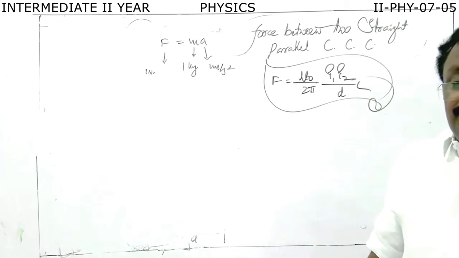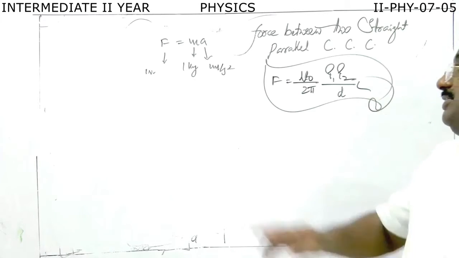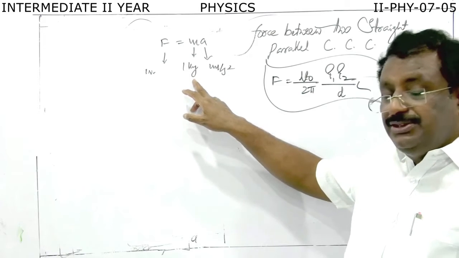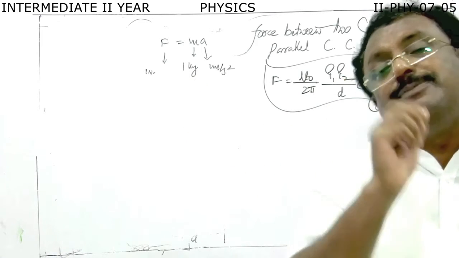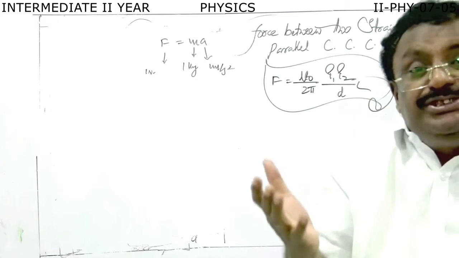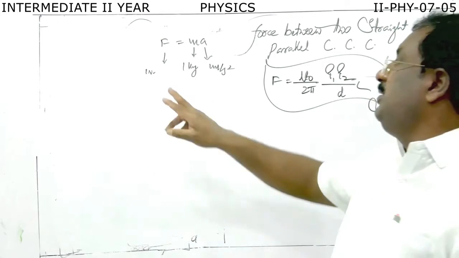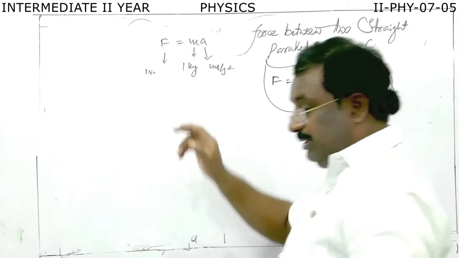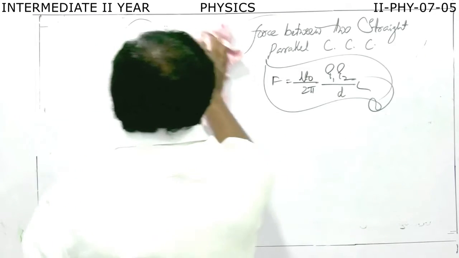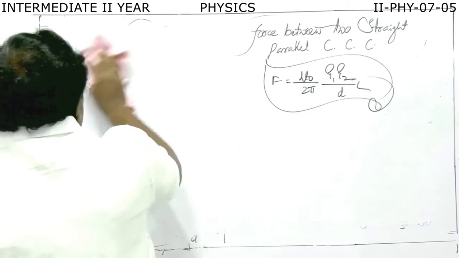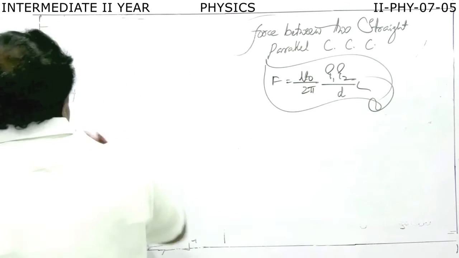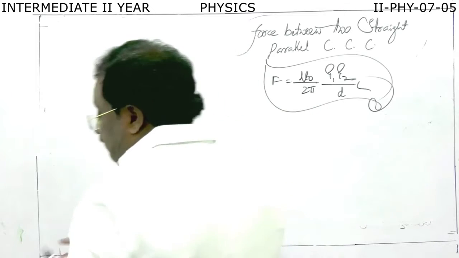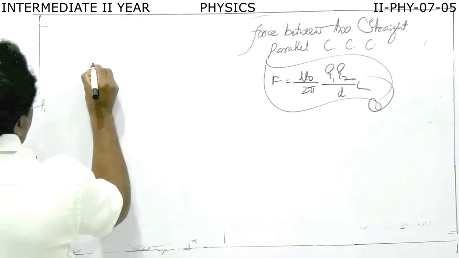Even though force is not visible, we can define it: to produce 1 meter per second square acceleration in a 1 kilogram mass, how much force is required? That force we call 1 Newton. Now, ampere. How much electric current is equal to 1 ampere? If you want to know, you go for the ampere definition.